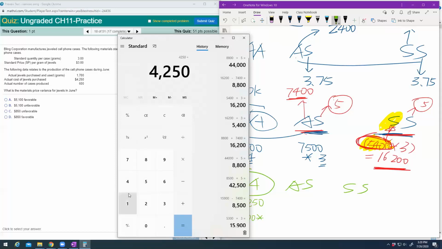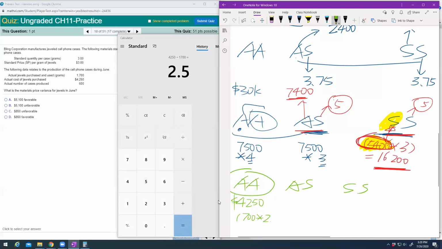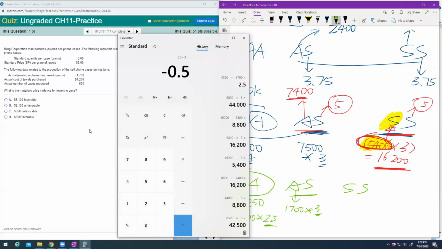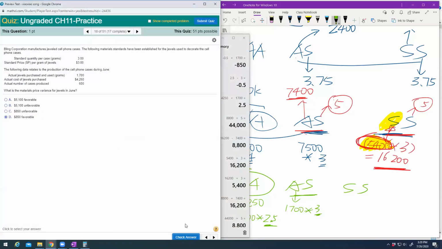4,250 divided by 1,700 gives me 2.5, right? So the actual is $2.5 for 1 gram, and actual is 1,700 grams. The standard is $3. So standard said 1 gram we should cost $3, but we got $2.5 per gram, so we have a good deal. It's definitely favorable. If we do the calculation, it's $850 favorable as our price variance.